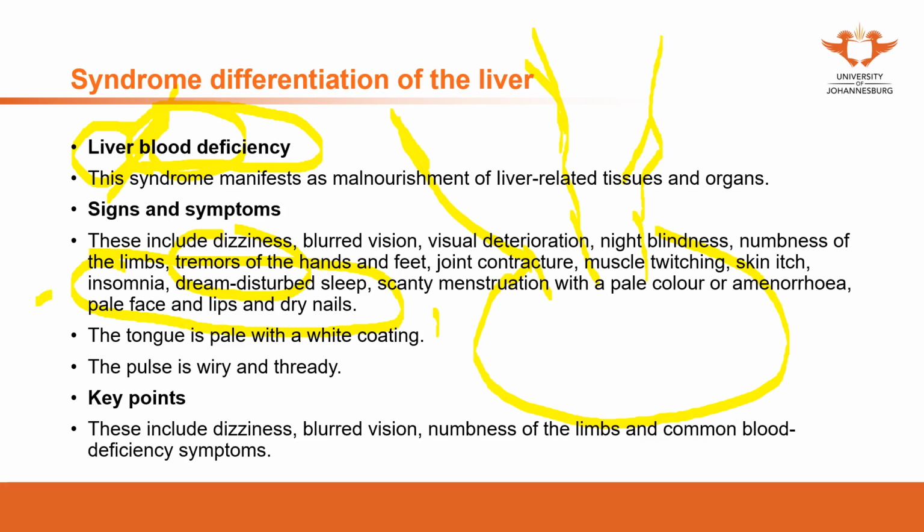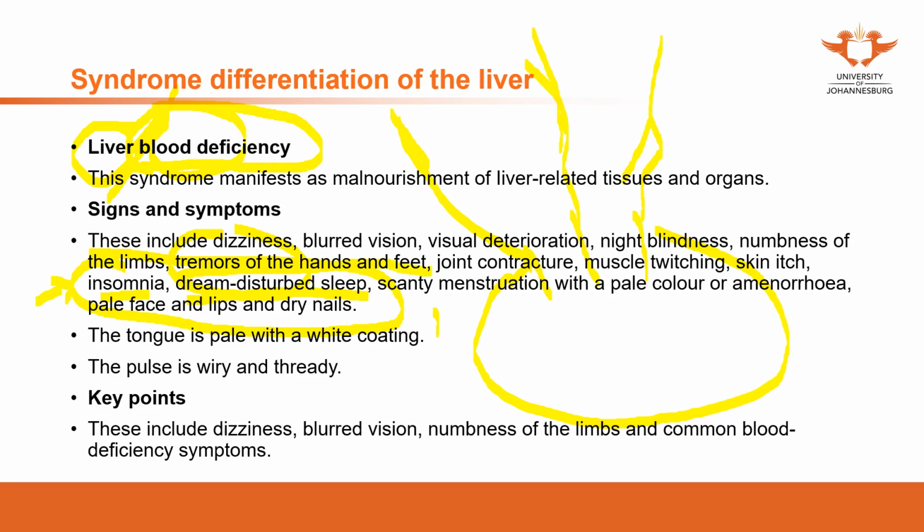So you can think that the heart blood or the blood in the other organs also won't have enough blood. That's why the patient may present with insomnia. All these symptoms that we have mentioned here are not definite symptoms that the patient must have. They are possible symptoms that the patient may present. So the insomnia and dream disturbed sleep are from the heart blood deficiency.